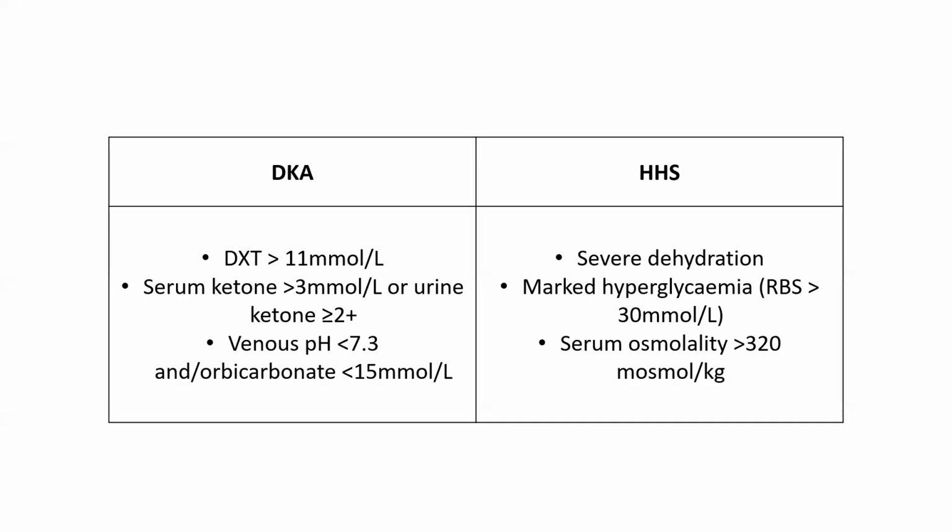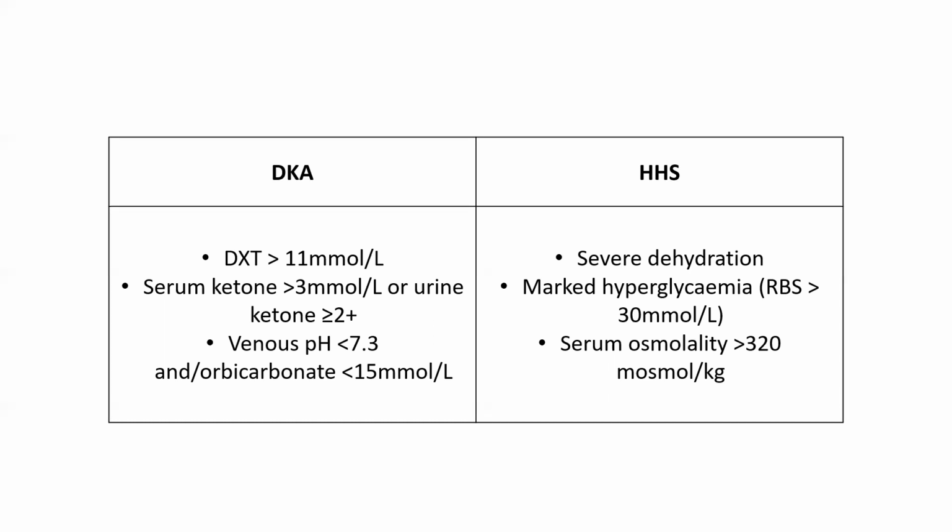whereby the sugar will be, as compared to DKA, only more than 11 millimoles per liter, but in HHS, you can see that the glucose might be more than 30 millimoles per liter. The patient will present with even more severe dehydration than DKA, and you have to calculate the serum osmolality for this patient, and it will be more than 320 milliosmol per kg.